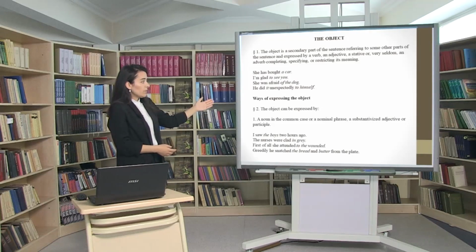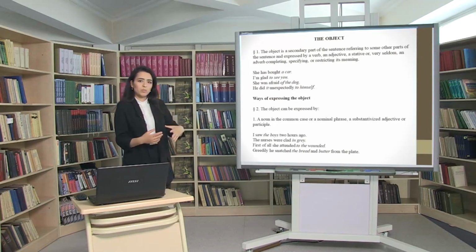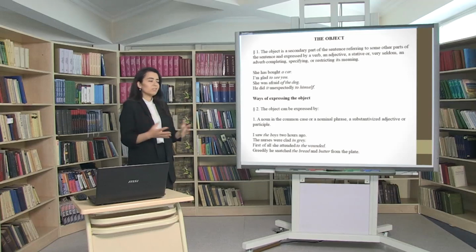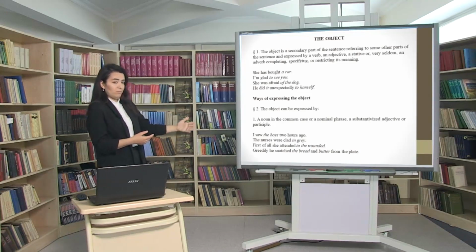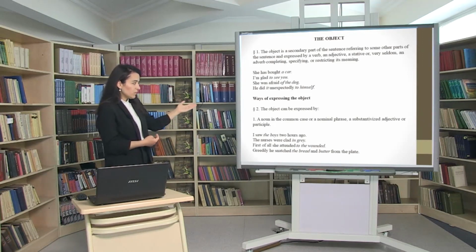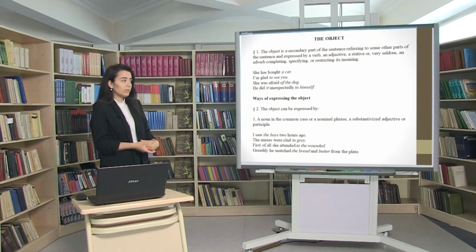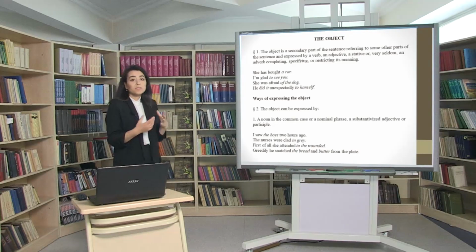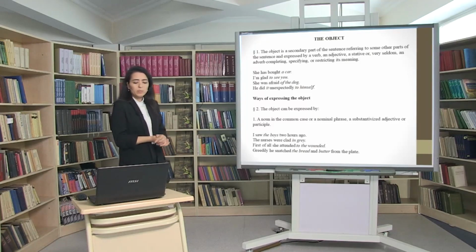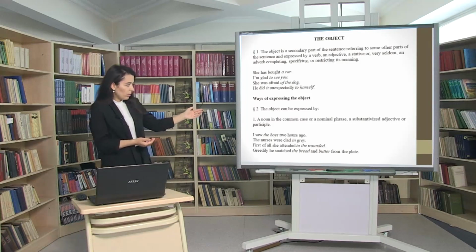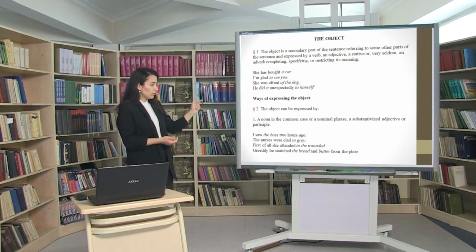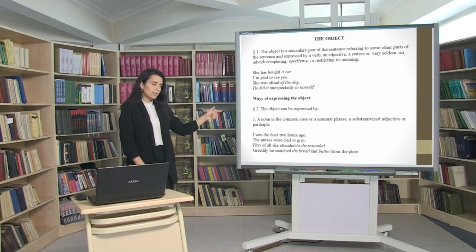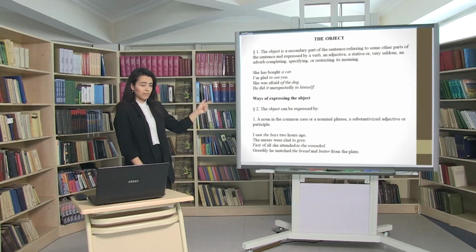Then ways of expressing the object. Now let's speak about more detailed information. The object can be expressed by a noun in the common case or nominal phrase, substantive-wise adjective or participle. I saw the boys 2 hours ago. You see that the boys is in the common case, and this is a noun.